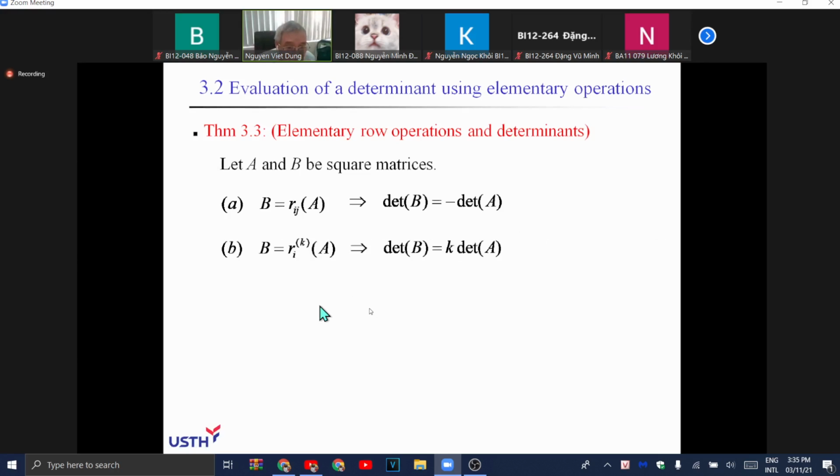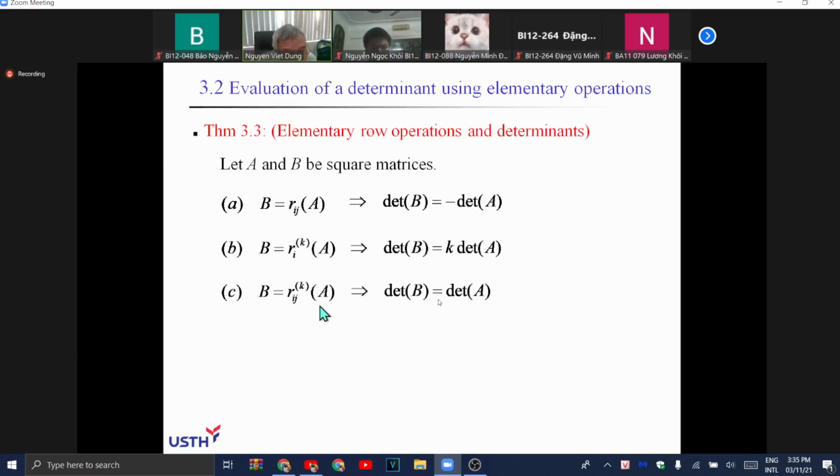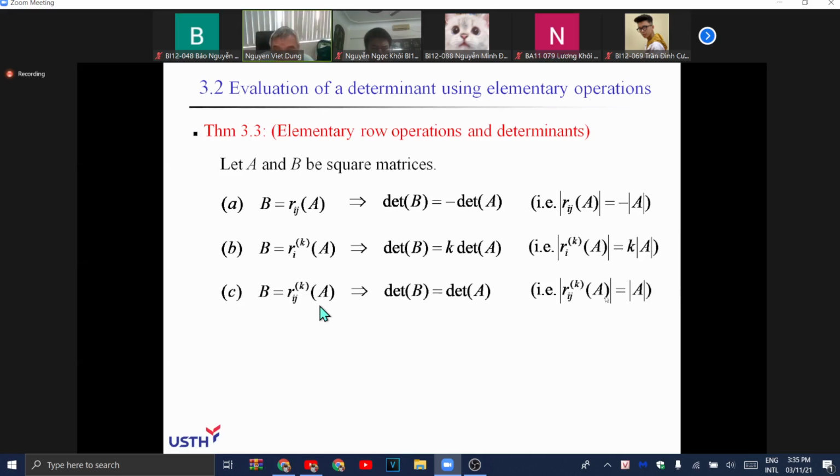And next, suppose that B is obtained from A by multiplying a row by k, then the determinant of B equals k times the determinant of A. And the last one, if B is obtained from A by applying Rij to the power k, then the determinant of B equals the determinant of A. I summarize it in the bracket here, and you can see three things here.